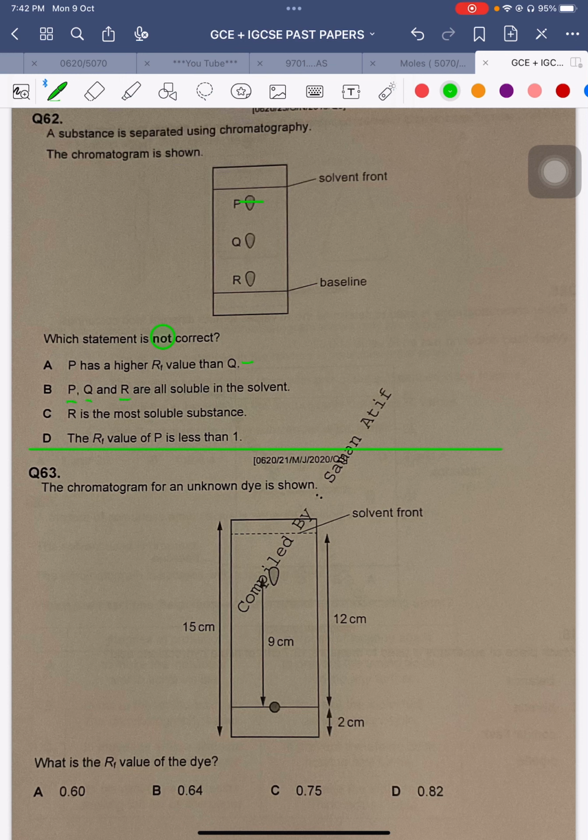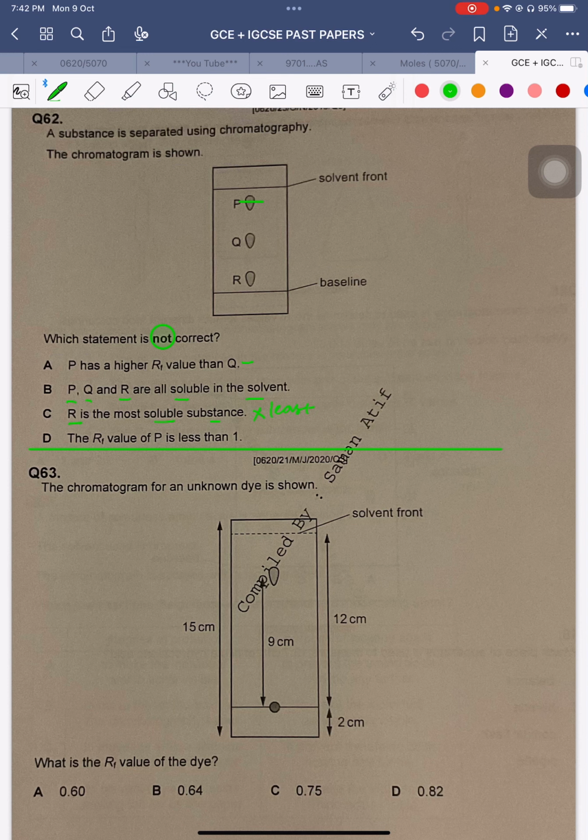P, Q, and R all are soluble in the solvent. Yes, definitely they all are soluble in the solvent. That's why they have traveled a smaller or a longer distance. If they were insoluble, they would not have traveled any distance. So that's why they are separated. They have traveled a distance, which is evidence that all of them are soluble. Okay, then R is the most soluble substance. No, this is wrong. R is the least soluble. Why? Because it has traveled the shortest distance.